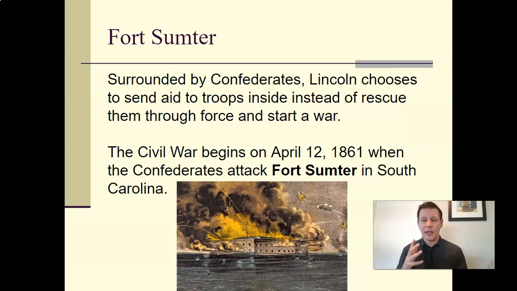Instead, Lincoln comes up with a compromise, something he's pretty good at. He sends supplies to the men at Fort Sumter, right? Kind of like the Berlin airlift after World War II. I will send supplies. It's not a hostile act. I'm not provoking war.